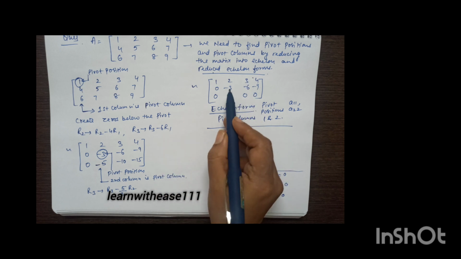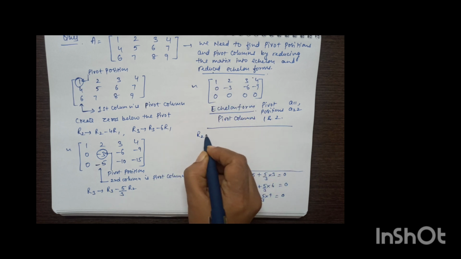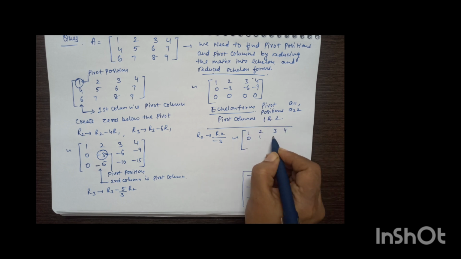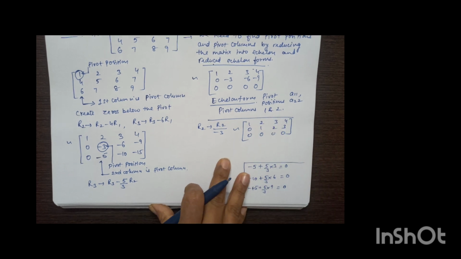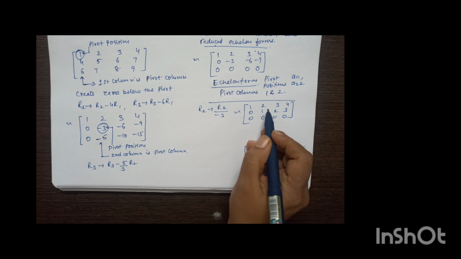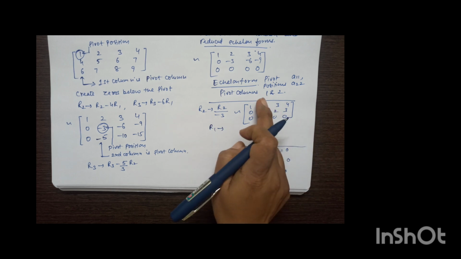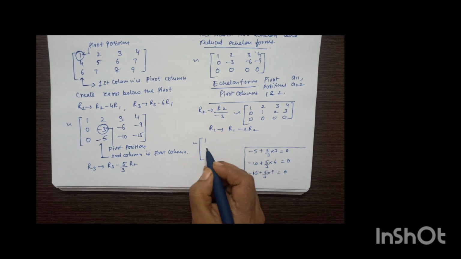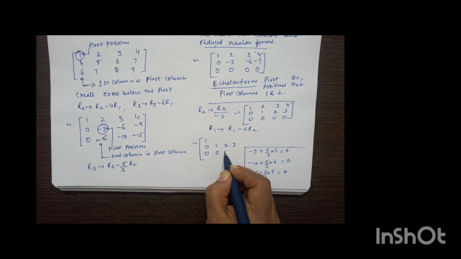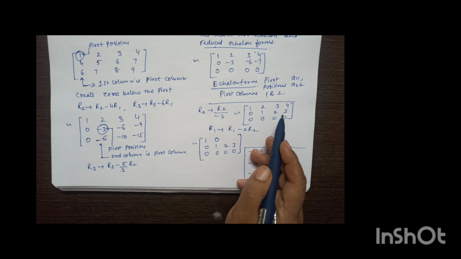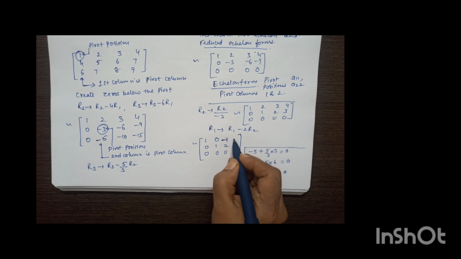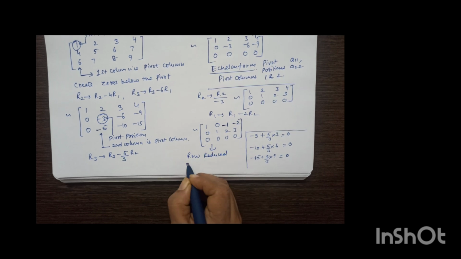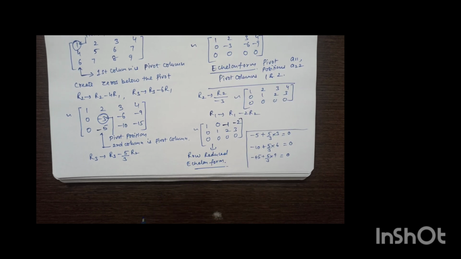To further reduce this matrix into reduced Echelon form, we need to make the leading entries 1, and we need to make the elements above and below the leading entry 0. So the first operation is R2 goes to R2 divided by minus 3 to make the leading entry 1. The next operation is R1 goes to R1 minus 2 times R2 to make the element above the leading entry 0. So now this is the row reduced Echelon form, satisfying all 5 properties of row reduced Echelon form.